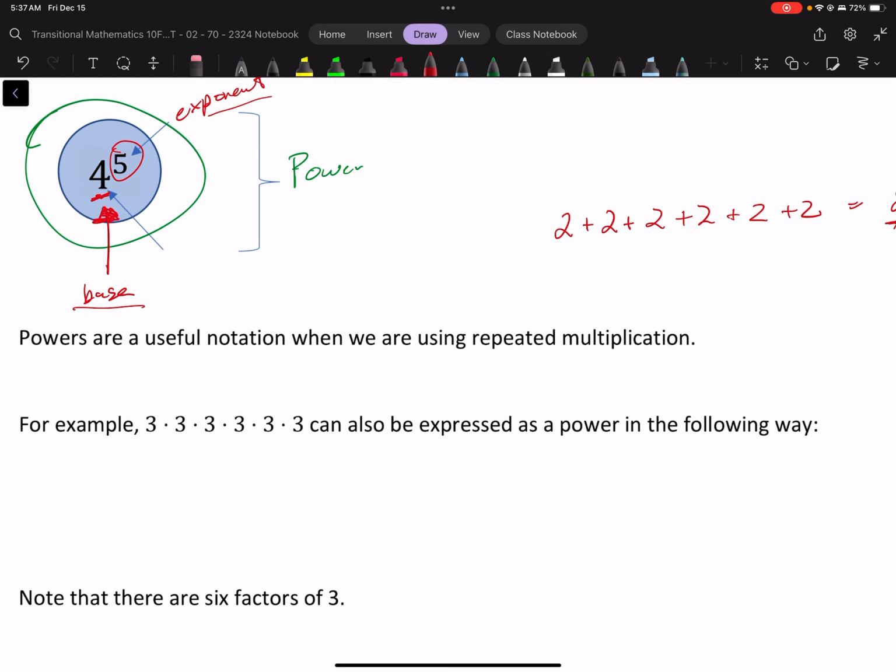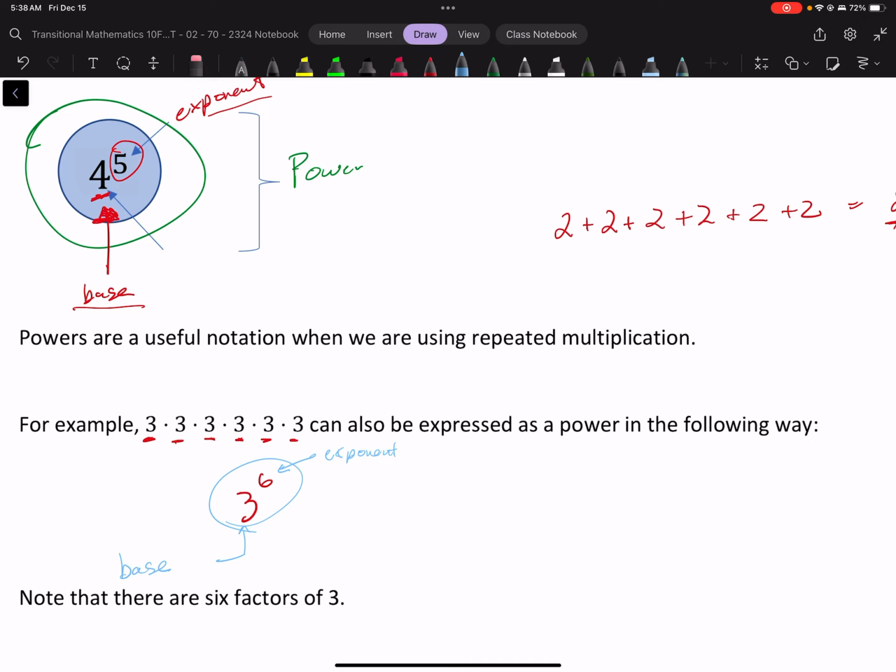So for example, 3 times 3 times 3 times 3 times 3 times 3. Here we are. So we're taking 1, 2, 3, 4, 5, 6 threes, and we're multiplying it all together. We can express it in the following way. The base is 3. The exponent is 6. So the 3 is called the base again. The top is called the exponent. And altogether, they're called a power.